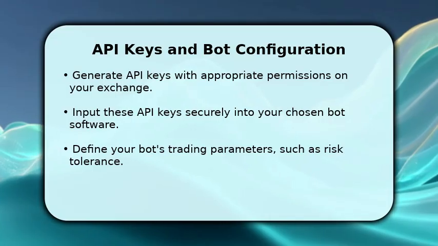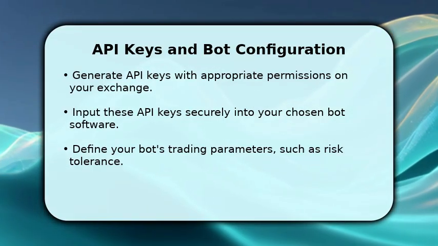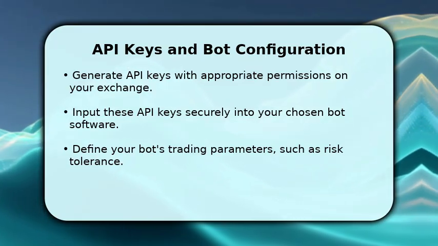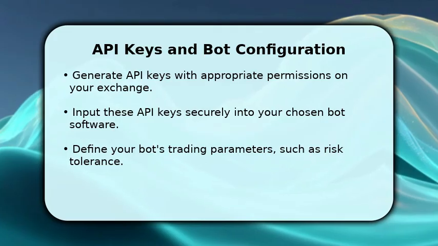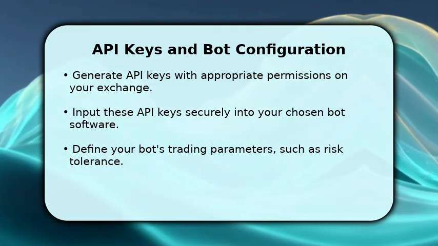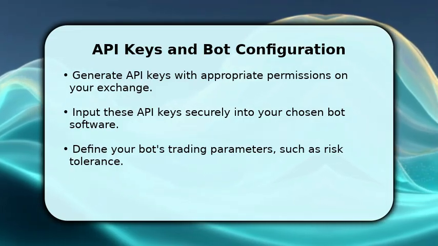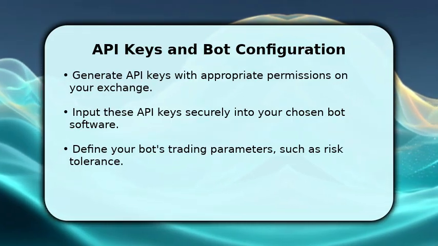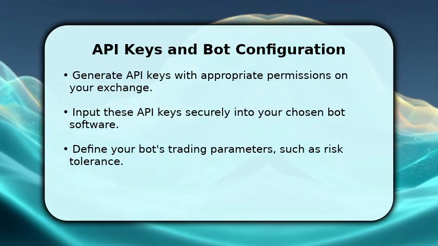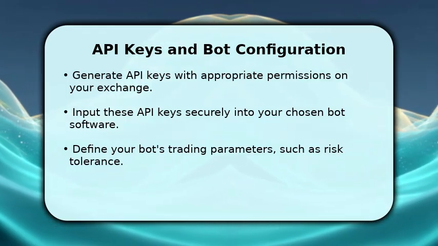Now let's connect your bot to your exchange. You'll need to generate API keys from your exchange account, ensuring they have the correct permissions for trading but not withdrawals. Carefully input these keys into your Ledger bot's configuration settings. Then, define your bot's core parameters, including your preferred trading pairs, investment amount, and risk tolerance. This step is vital for the bot to execute trades according to your strategy.